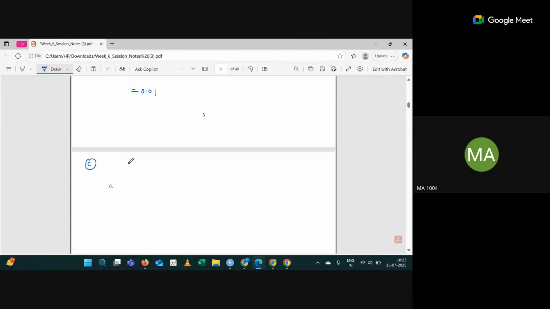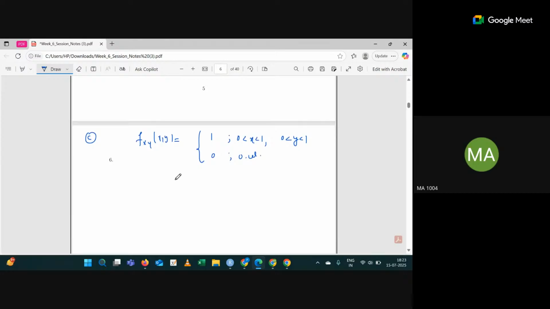Now the third question. As of now it was very simple. So whatever joint density we gave, let's rewrite it again. It was 1 for the support, x from 0 to 1 and y also from 0 to 1, and 0 otherwise. Now my question is, what is the probability that x is greater than y?